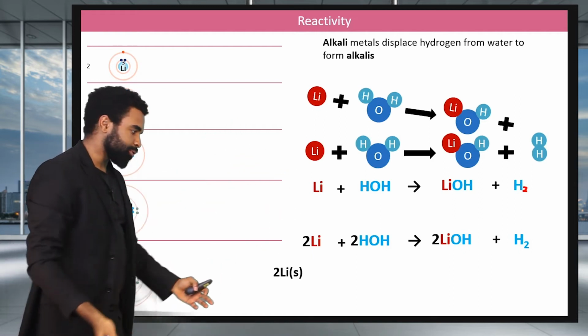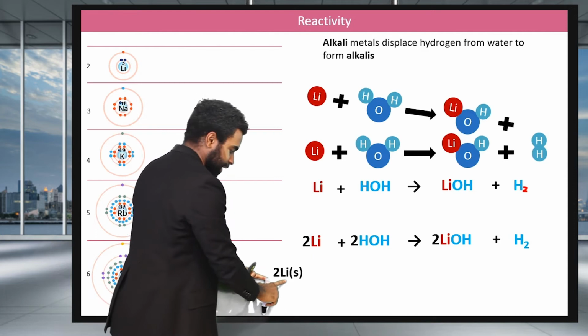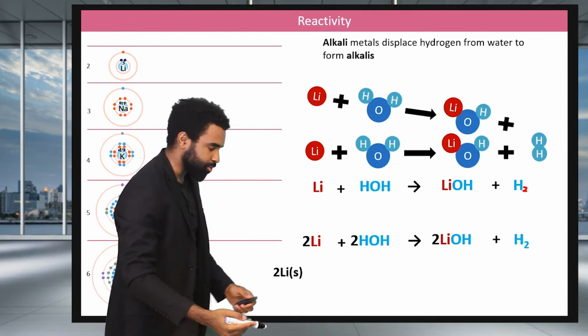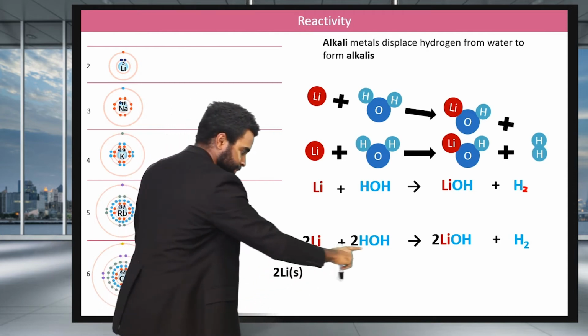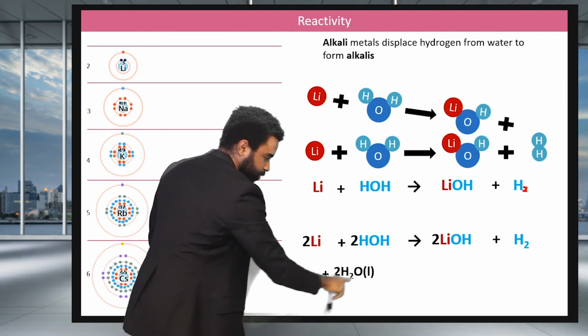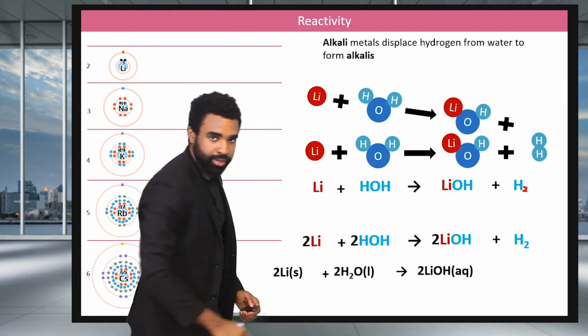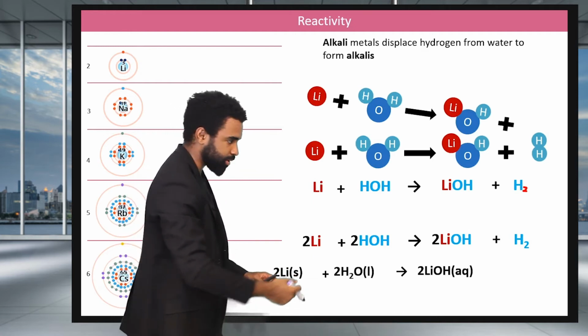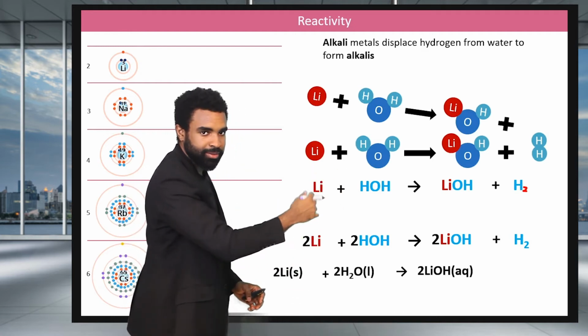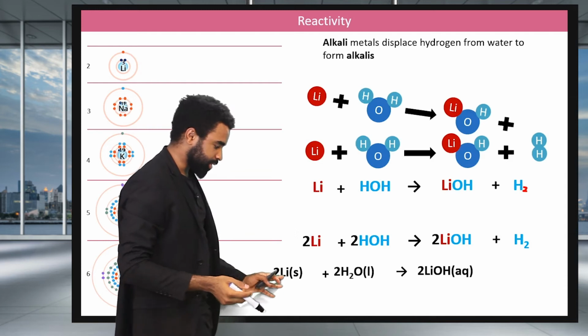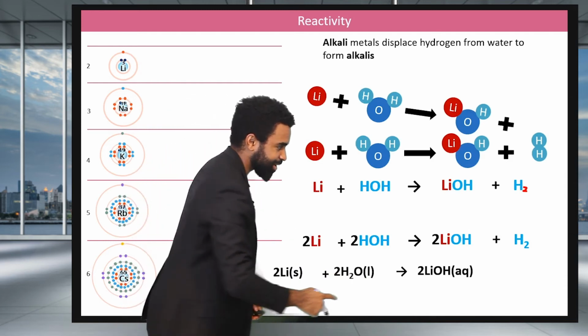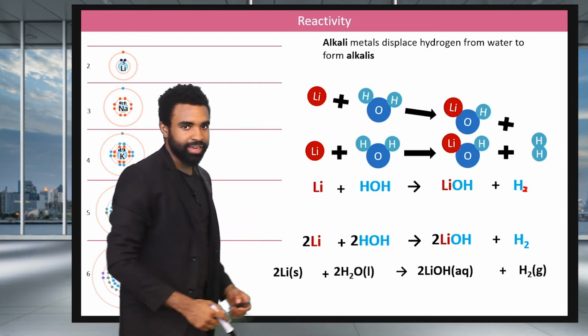If we put it in a more formal form, we have 2 Li atoms, and lithium is solid at room temperature. You should remember this. Then 2 H2O, liquid at room temperature. 2 LiOH is aqueous, because it's dissolved in water. This reaction is taking place in water, obviously, because we put the lithium in water. And we have H2, which is a colorless gas.